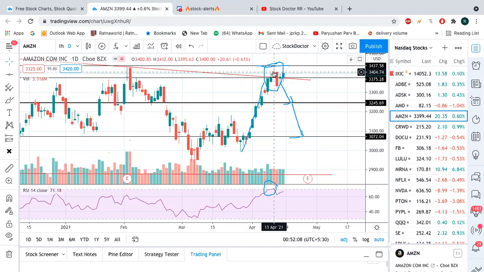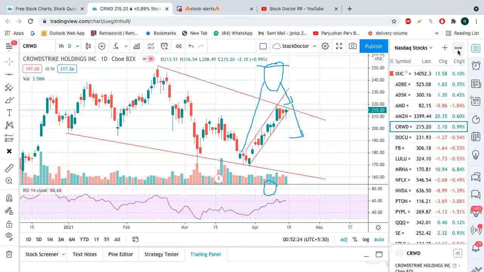So 3432 is the stop loss if somebody wants to take a short position in this stock for the target of 3245 and 3072.